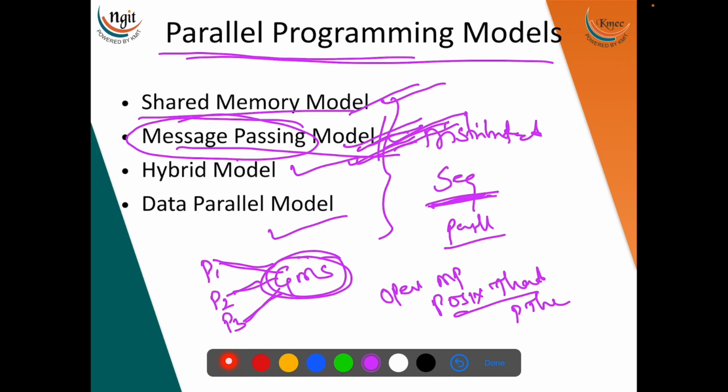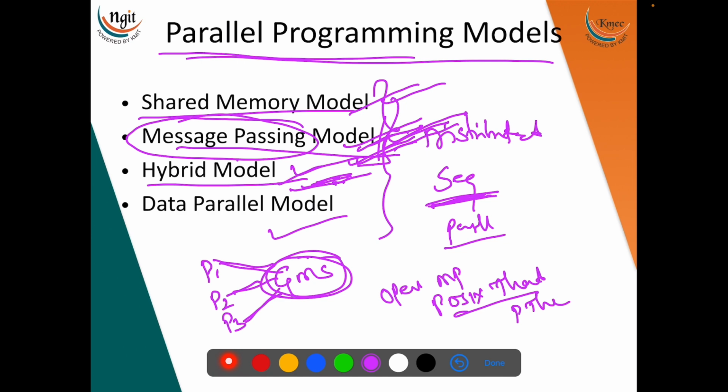The third is the hybrid model. It combines shared memory and distributed memory models. Typically, each node in a distributed system is a shared memory system. The advantage is that it can leverage the benefits of both shared and distributed memory models, because it is a combination of both models. The disadvantage is increased complexity in programming and managing the resources.